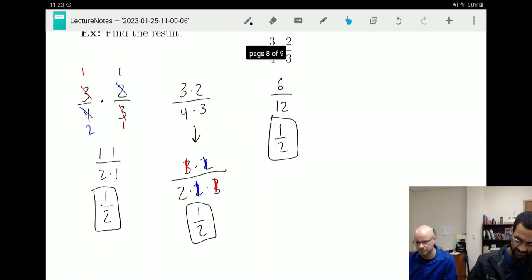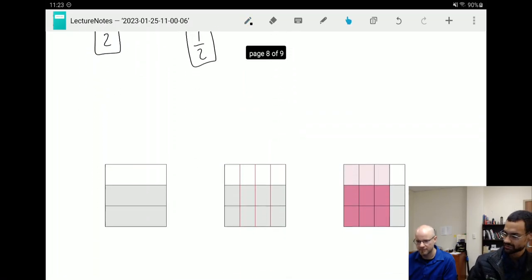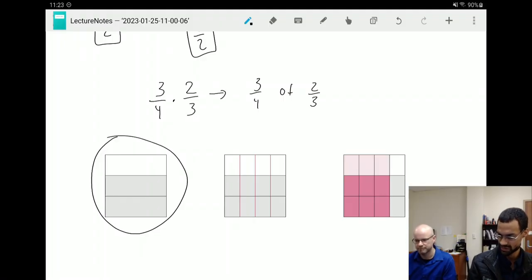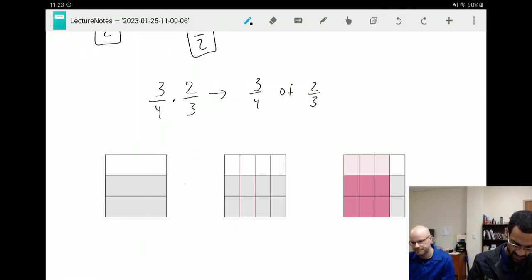But let's talk about some more buckets here, right? So we'll think about what 3/4 times 2/3 means. It means you have 3/4 of 2/3. So I drew the 2/3 bucket first, so that one's filled 2/3 of the way. And here I went ahead and broke it up into common pieces, right? So 3 and 4. I know we don't find a common denominator, but it's still nice to be able to look at it with pieces that are the same size.